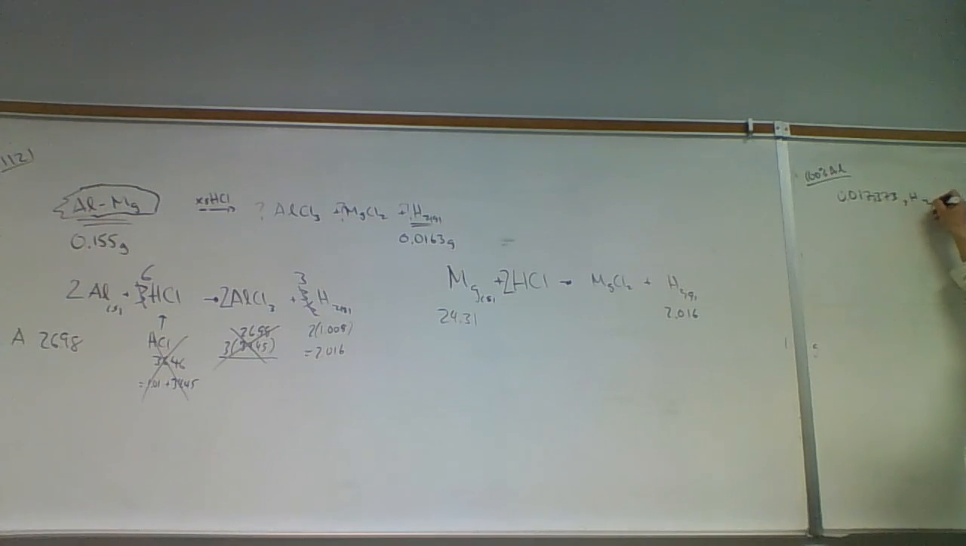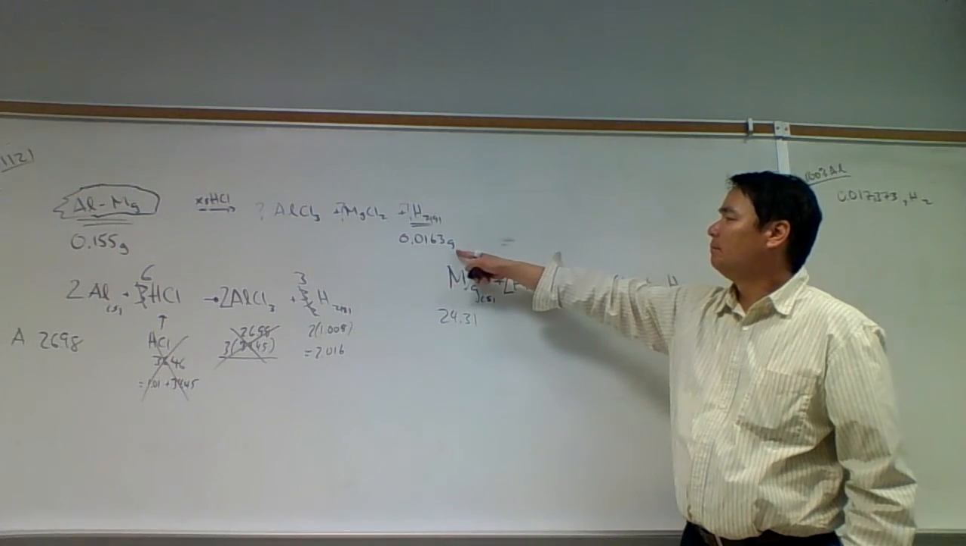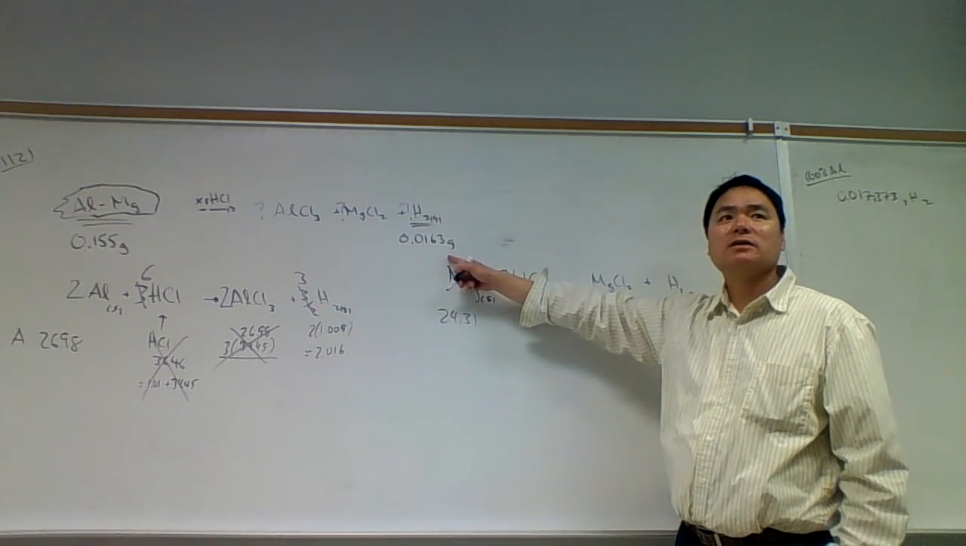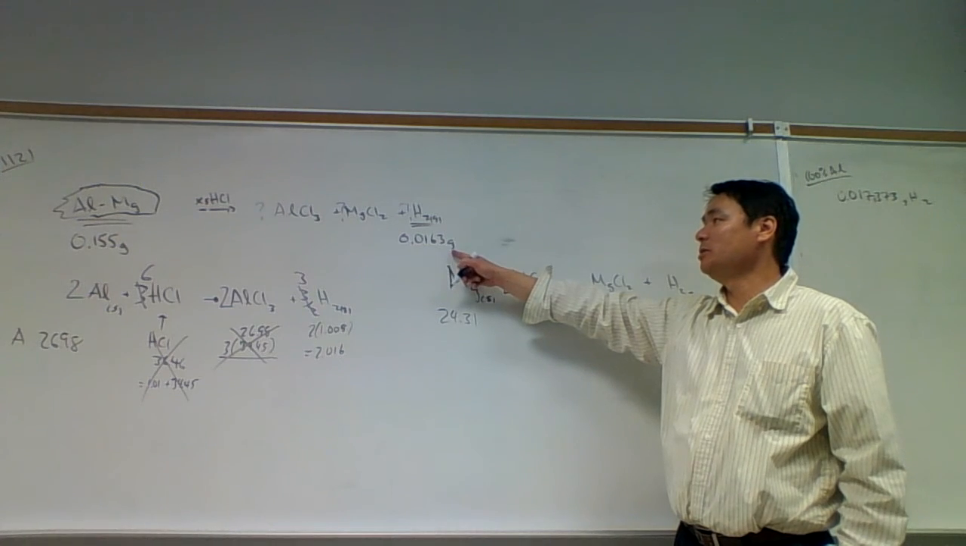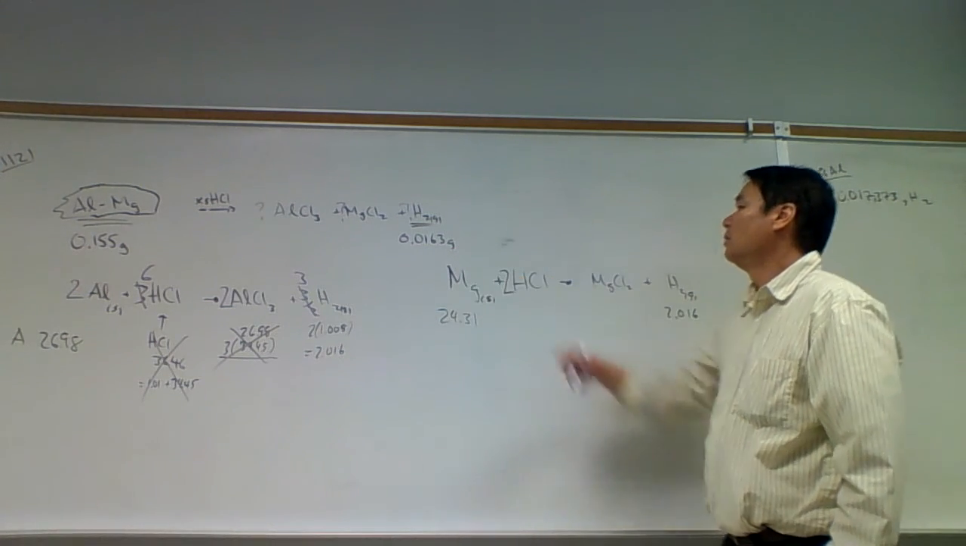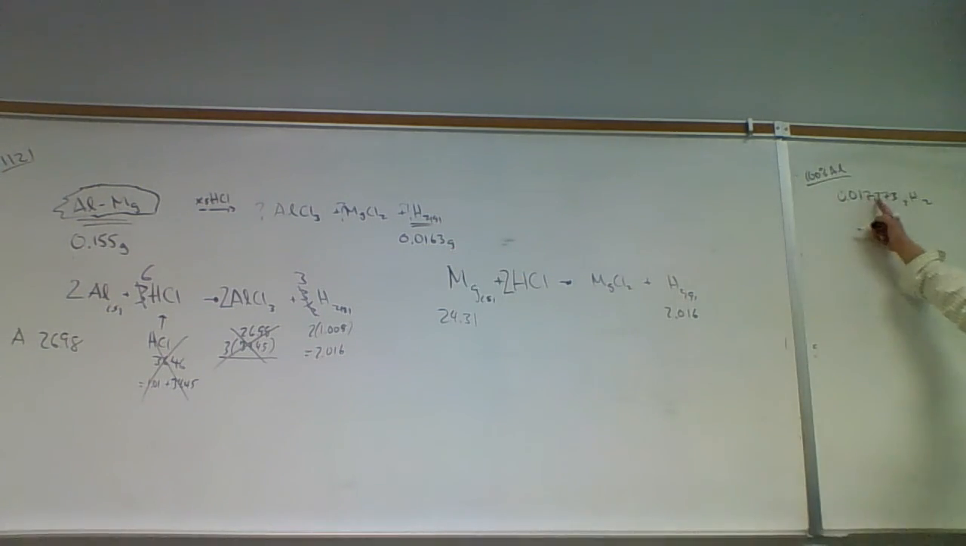Grams of hydrogen. Could this sample be 100% aluminum? No, it's not possible, because how much hydrogen did we generate? 0.016. This is 0.017. If it were 100% aluminum, we should have generated a little bit more hydrogen. And so it can't be 100% aluminum.